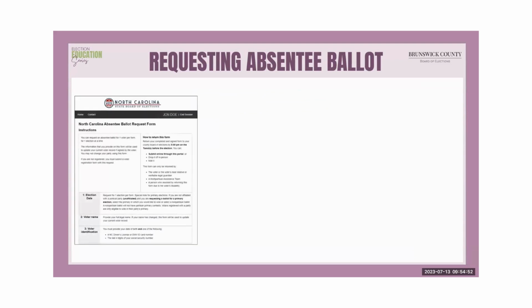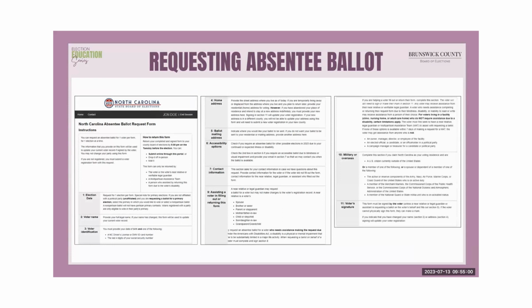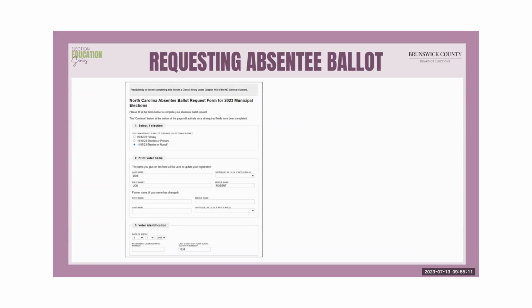Instructions for the absentee ballot request form will appear. Voters will scroll down to see the continued instructions, and voters should read through all the instructions, which will end with explaining the requirement for the voter's signature. As the voter continues to scroll down the page, they will move into the form.